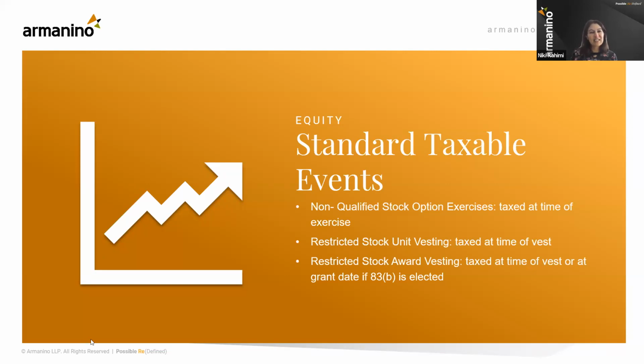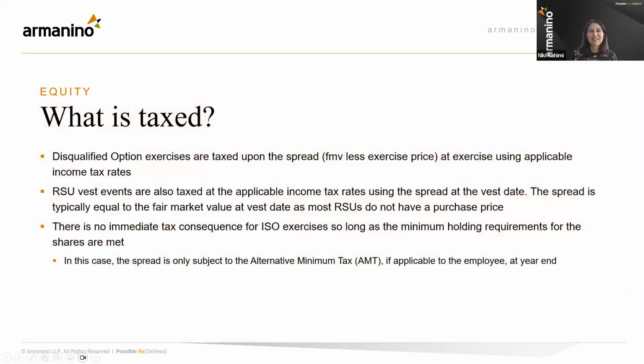All right, so what is taxed? On the next slide, I'll speak to the underlying tax on these sorts of events. For the non-qualified stock options, it's going to be the spread at time of exercise. So on the date of exercise, it would be your underlying stock fair market value, less any exercise price, which is typical with options. That spread, if it's positive, would be income, on your 1099 for non-employees, W-2 for employees, so that's at income tax rates.